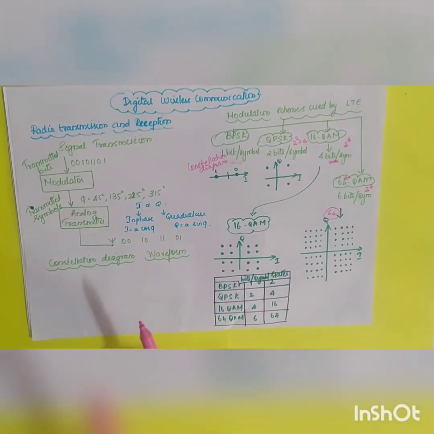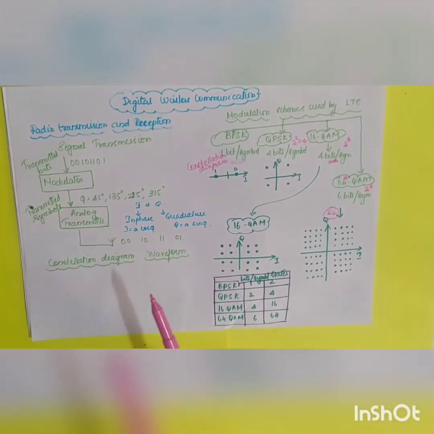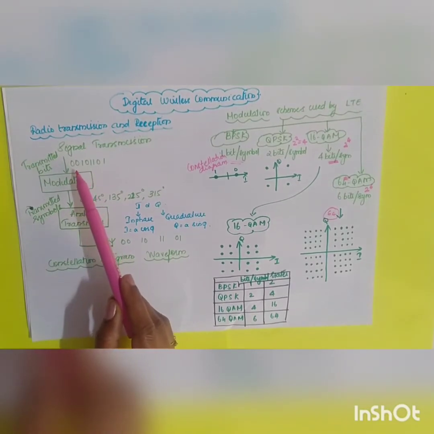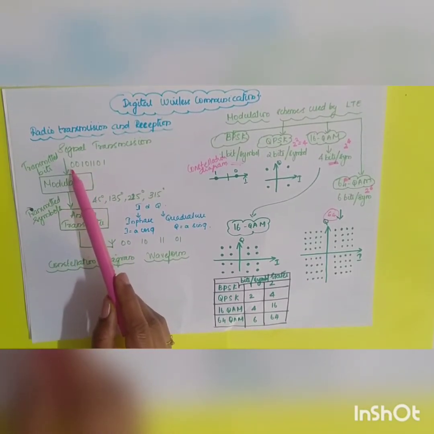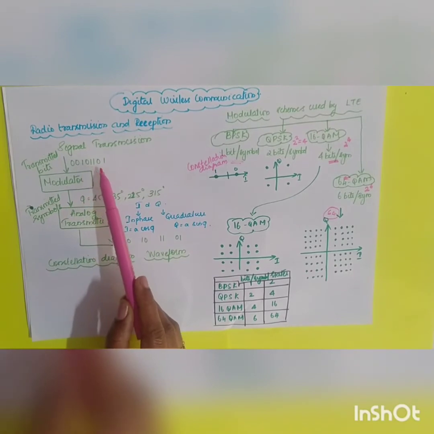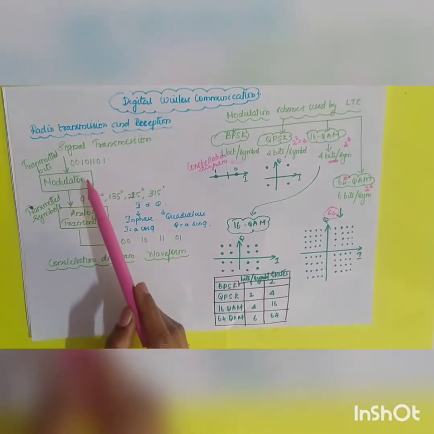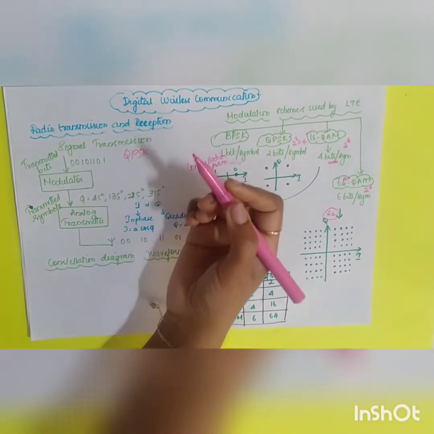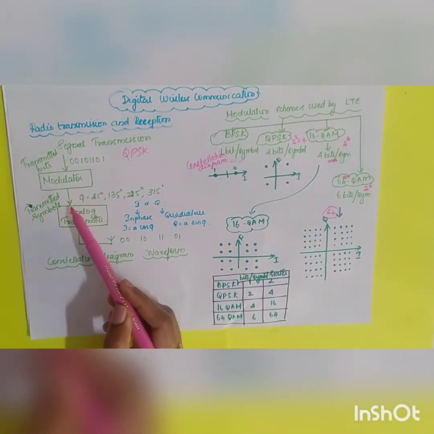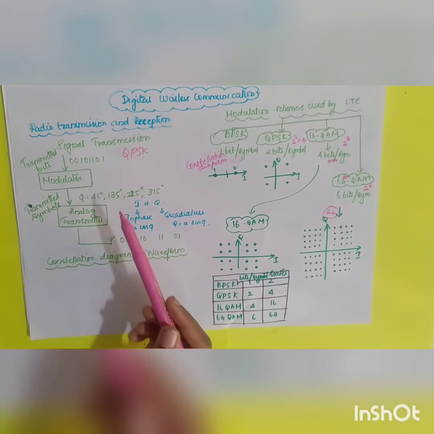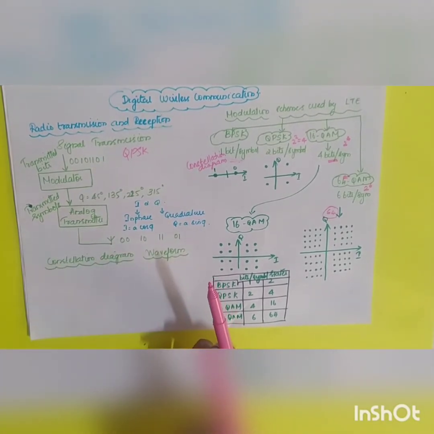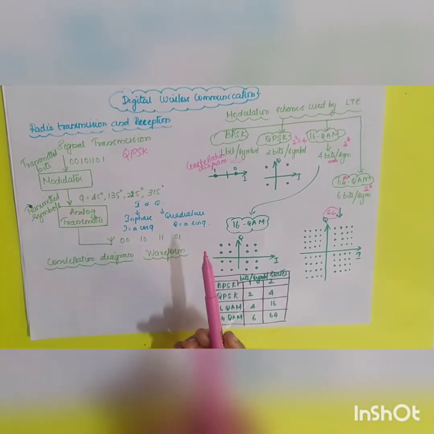One of the examples given in your text is for signal transmission. See here, the transmitted information bits are given by 00101101. It is given to the modulator. This is the example for QPSK modulation. So what is happening in QPSK? First the information bits have to be converted into symbols. How will it be converted to symbols?